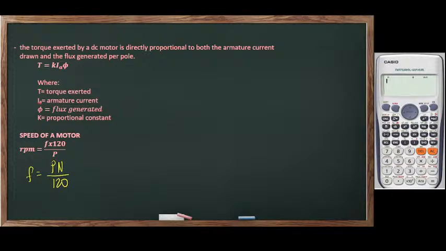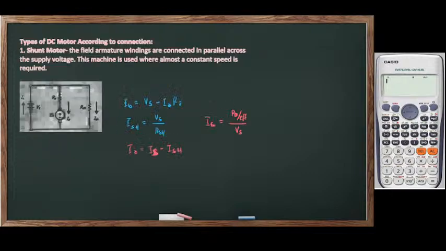Okay, so ngayon pupunta na naman tayo sa types of DC motor according to connection. So unahin natin yung shunt motor. So shunt motor, it is where the field and armature windings are connected in parallel across the supply voltage. So this machine is used for almost constant speed. Kapag constant speed yung required, so yung ginagamit dyan is a shunt motor.